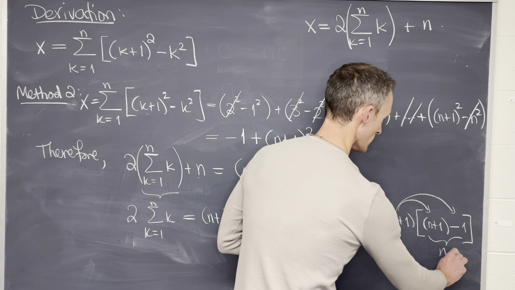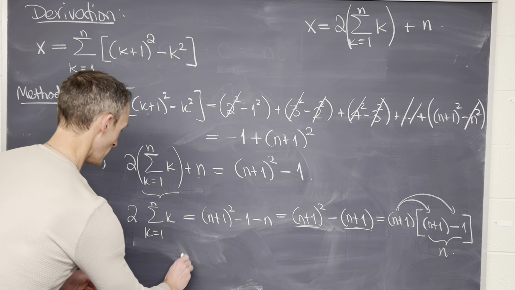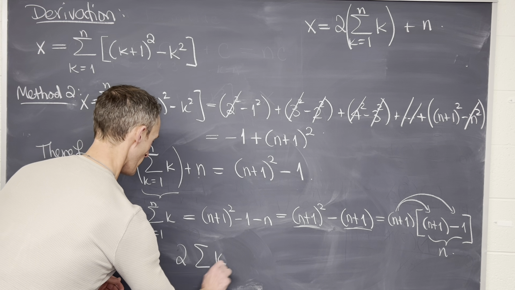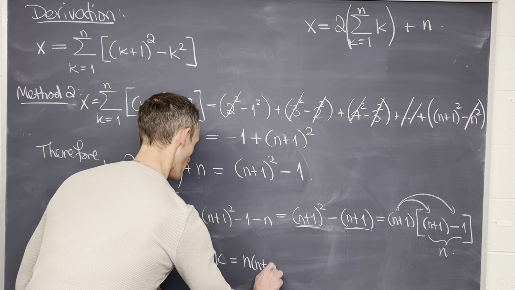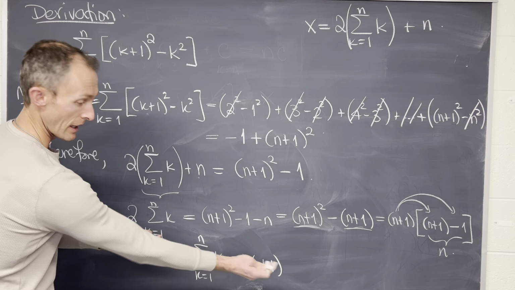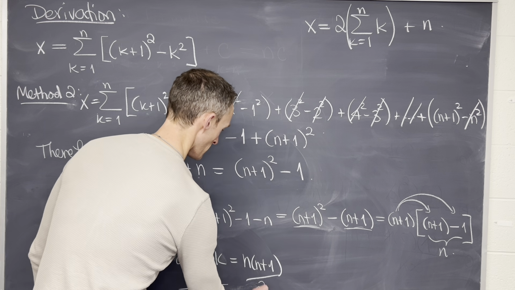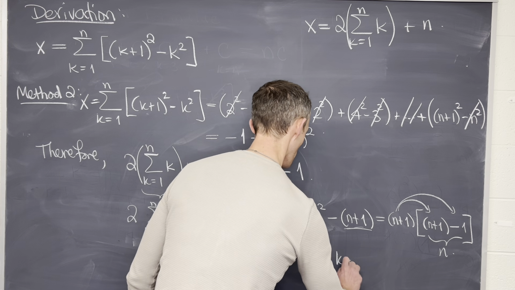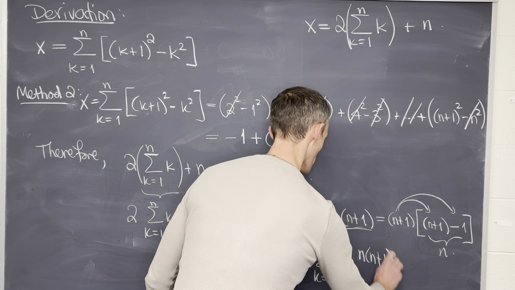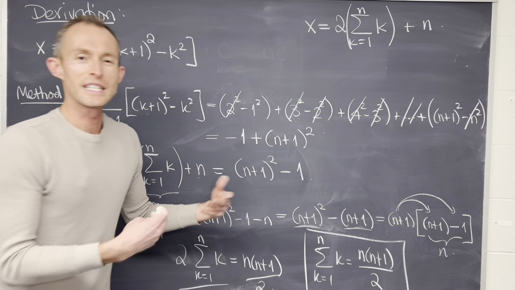This is just n. So at the end of the day, what do we have? This whole thing, I get 2 times the sum of k, k equals 1 up to n, is equal to n times (n plus 1). And all I have to do is divide both sides by 2. So divide by 2, and I get the formula that we stated at the very beginning, which was n times (n plus 1) all over 2. Okay? So there's a derivation of it.